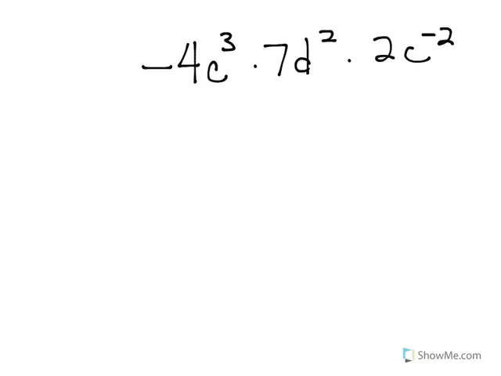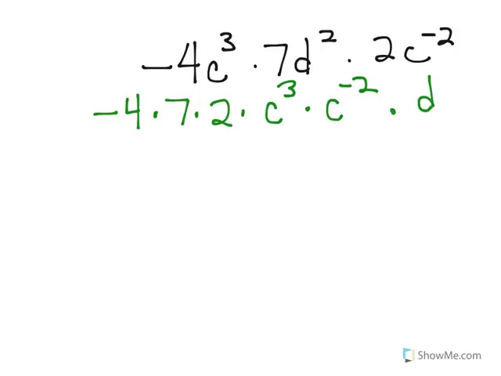Let's do another example where we have a couple different variables. We're going to follow the same reasoning. We're going to get all of our coefficients out front using the commutative property of multiplication. So I'll have a negative 4 times a 7 times a 2, and then I'll go ahead and write my variables in alphabetical order. I have a c to the 3rd times a c to the negative 2, and then I have multiplied times d to the 2nd.